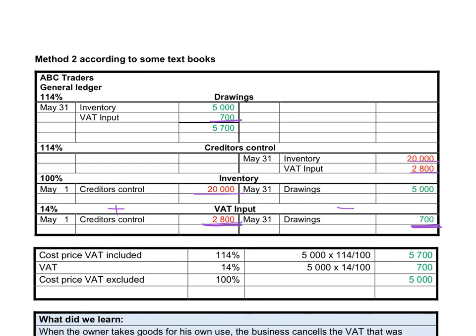So at the end of the month, in the one method, you will increase VAT output, so you pay more money to SARS when you transfer it to the VAT control account. In the other method, you decrease VAT input, so it means you reduce the amount that you can claim from SARS, and a lower VAT input will be transferred to the VAT control account. In the end, both methods will give the same result to determine the amount that must be paid to SARS.